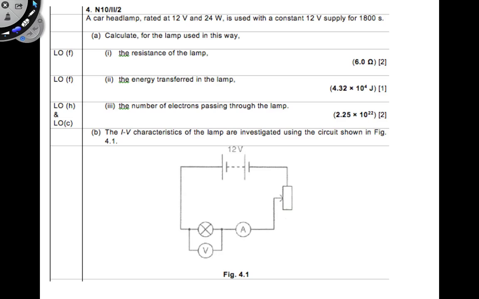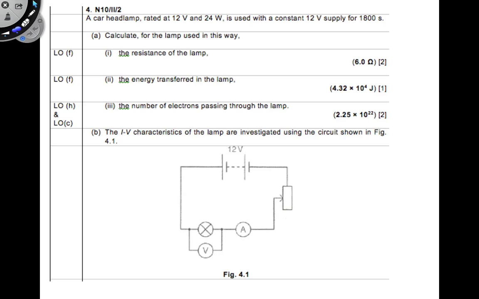Okay, let's look at this tutorial 4 question. I have a car headlamp rated at 12 volts and 24 watts, used with a constant 12 volt supply for 1800 seconds. Calculate the following for the lamp used in this way.